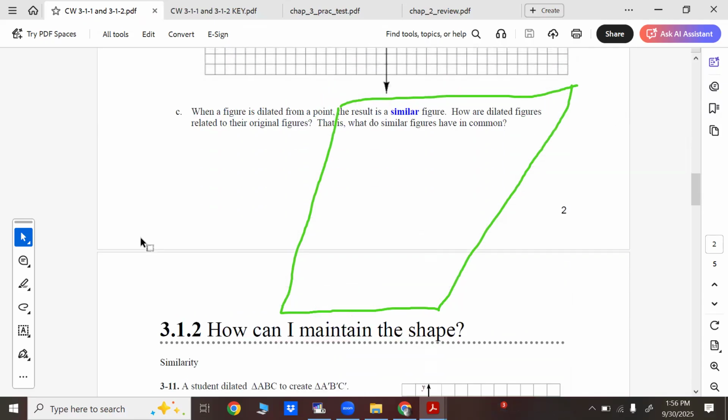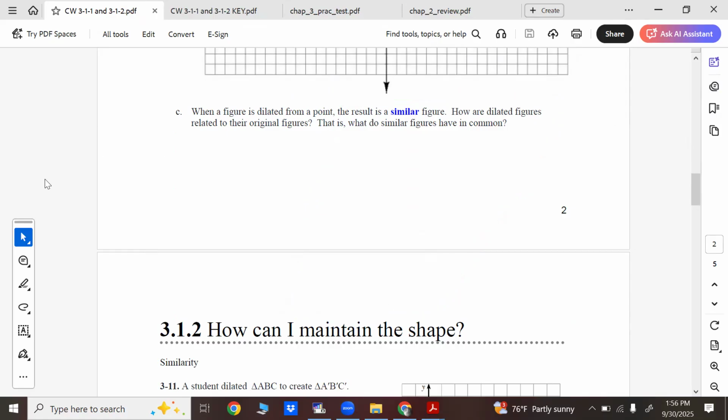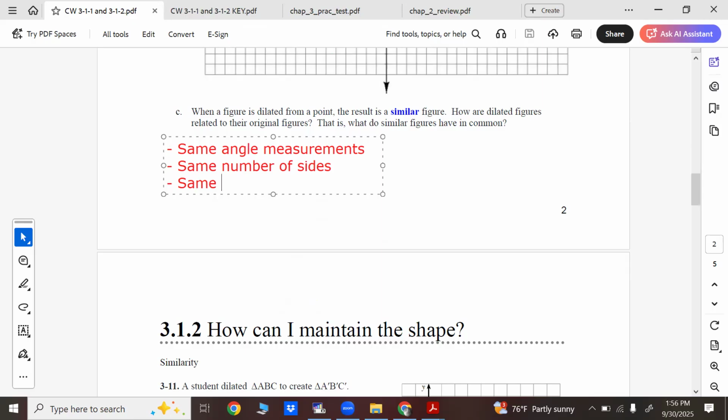All right. So let's talk about the next part. This is actually kind of an important thing. Cam, can you read part C, please? Okay, so there's actually 3 things we could say. One thing is that you'll have the same, I'll do bullet points: same angle measurements, same number of sides, and same relative slopes of the sides.